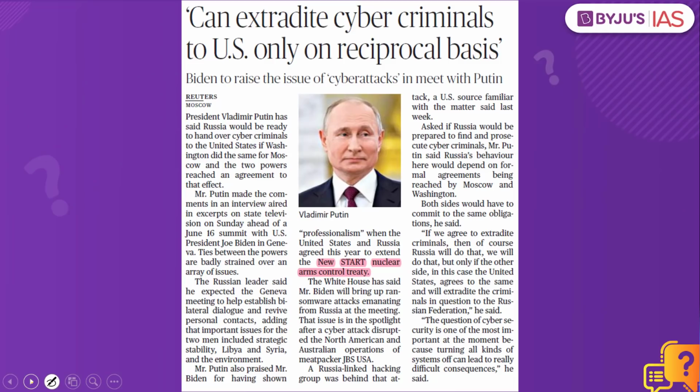Why have we taken this practice question? Because of the reference in this article. So the New START treaty is all about controlling the nuclear expansion.